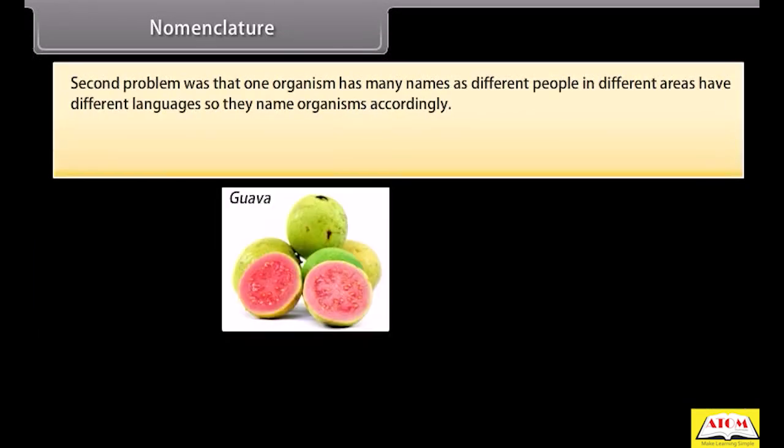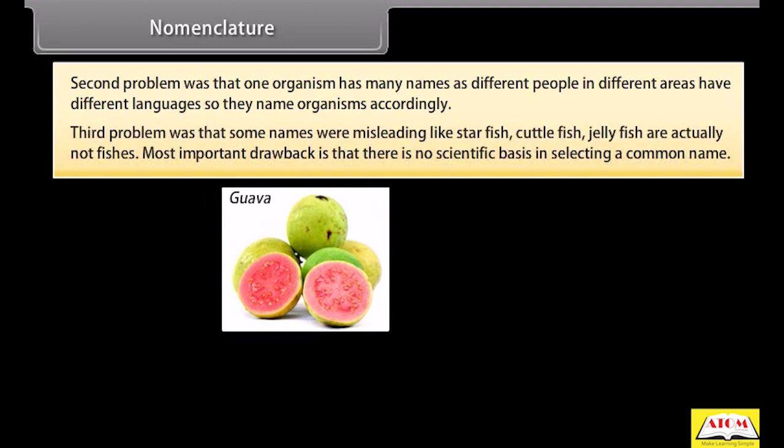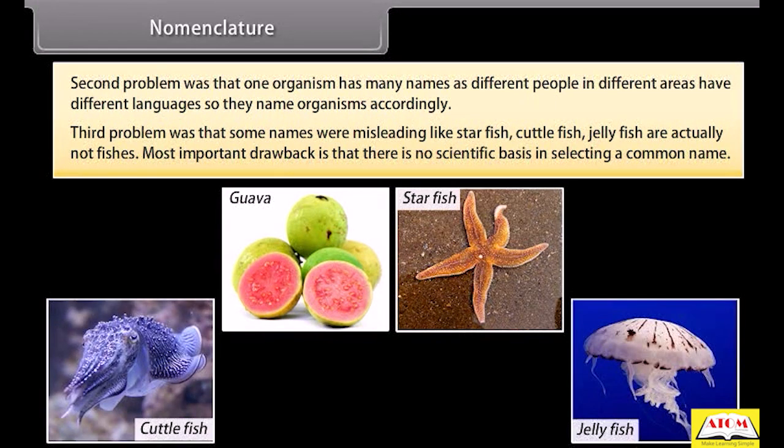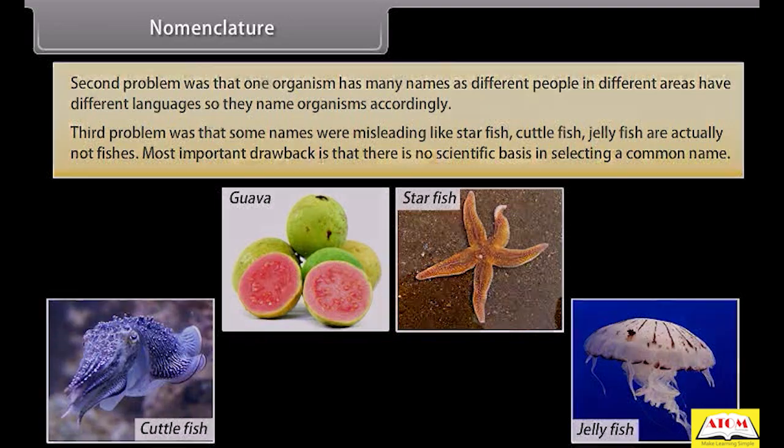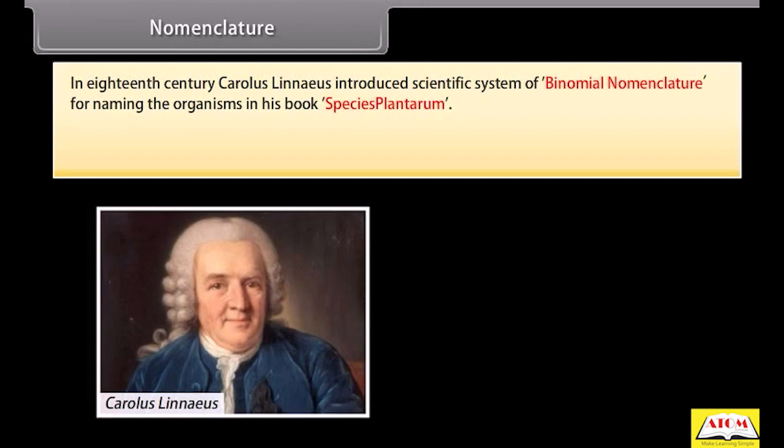The second problem was that one organism has many names, as different people in different areas have different languages, so they name organisms accordingly. The third problem was that some names were misleading, like starfish, cuttlefish, and jellyfish are actually not fishes. The most important drawback is that there is no scientific basis in selecting a common name. In the 18th century, Carolus Linnaeus introduced the scientific system of binomial nomenclature for naming organisms in his book Species Plantarum.